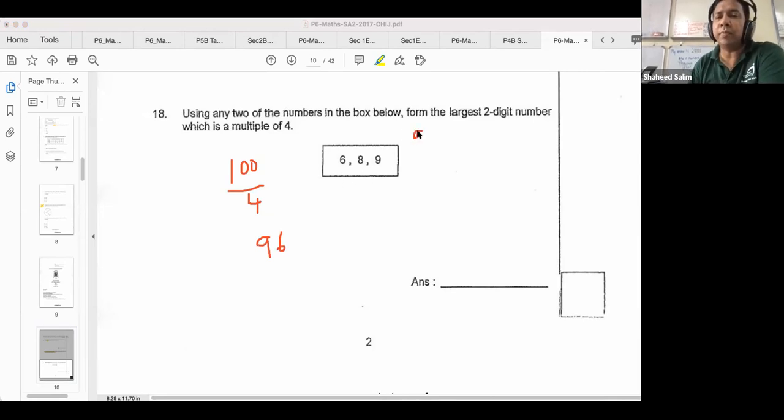So first of all, you try to make the biggest number. Biggest number is 98. Say cannot. This one you try to do it, cannot. Then try the next biggest number, 96. Because this is the biggest, so cannot. Try the next biggest number, you possibly can. Try.